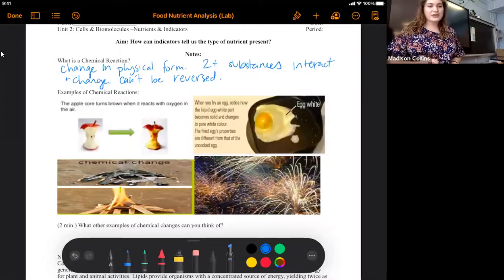Same thing with an egg. I know Ashley said she's heard of this example before. When you fry an egg, it starts out as a liquid, and then when you put it on the skillet, it's going to turn into a solid, right? We're going to see a change in color. We're going to see a change in texture. And even if we try to cram that egg back into the original shell, it's not going to be the same as it was before, right? We can't unfry it. So these are chemical reactions that are permanent reactions. They're permanent changes that can't be reversed.